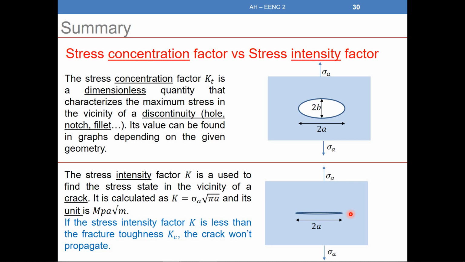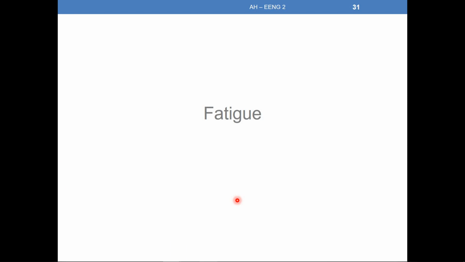In the tutorial, we have a lot of problems about the stress intensity factor and fracture toughness, and then some problems about the difference between the stress concentration factor and the stress intensity factor. So now we can continue with the second part of the lecture, which will be fatigue. Now we finish with the fracture, and we have a new part. As I said at the beginning, it's also about failure in solid objects, but it's a different type of failure.